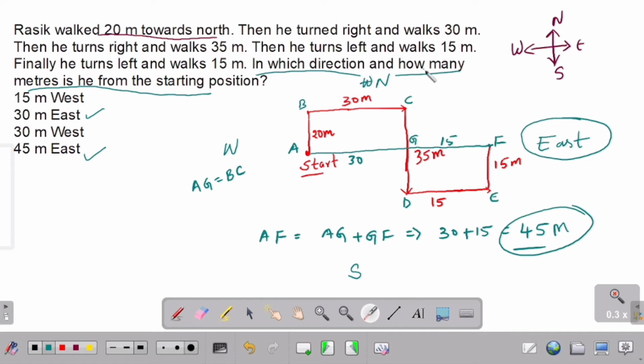So in which direction and how many meters from the starting position? This is the final question. So our answer is in the east direction with 45 meters distance. So this is your solution. Okay, clear? So moving to the next question.